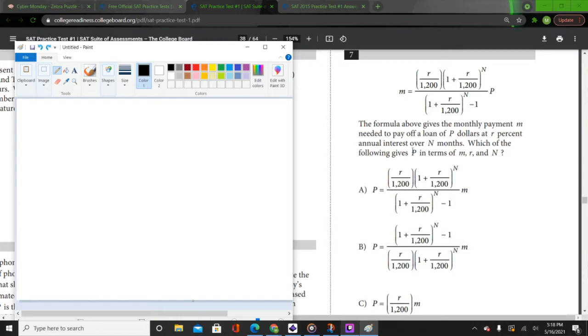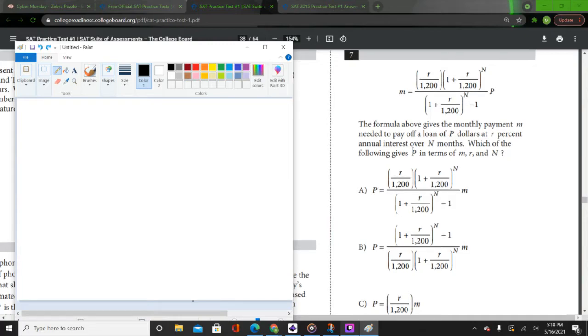Right, I'm getting a bit sidetracked. So I jump back into problem 7. In problem 7, just looking at it, it looks really complex just because you have a ton of fractions, some exponents, and a lot of variables. 4 to be exact. You have M, R, N, and P.